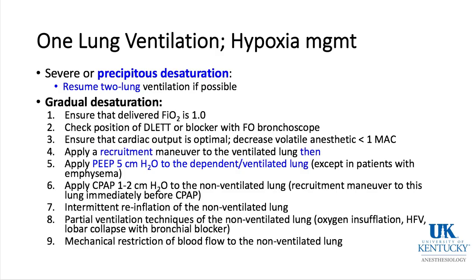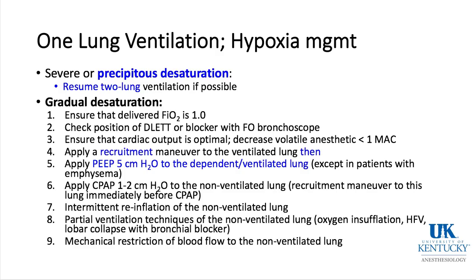Then you can apply PEEP of 5 centimeters of water to that ventilated lung, except in patients with really bad emphysema. If that doesn't work, your saturation's still low, you can apply CPAP to the non-ventilated lung, the lung that's being worked on surgically. But the first thing you should do is recruit that lung, ventilate it, and then apply the CPAP. Let it fall back down to a CPAP of at least several centimeters of water pressure, oftentimes up to 5 centimeters or so.